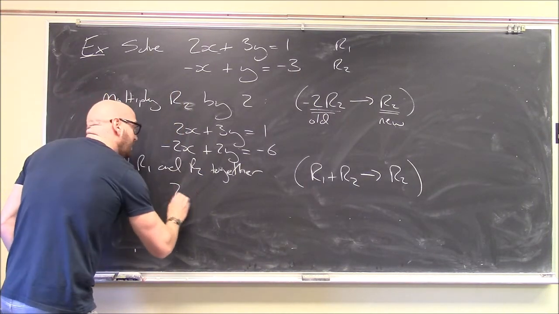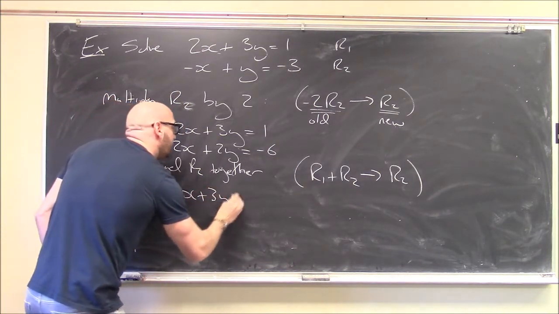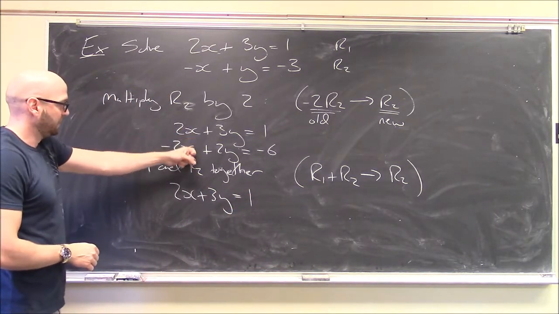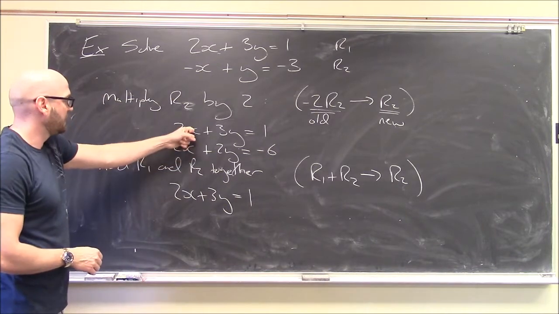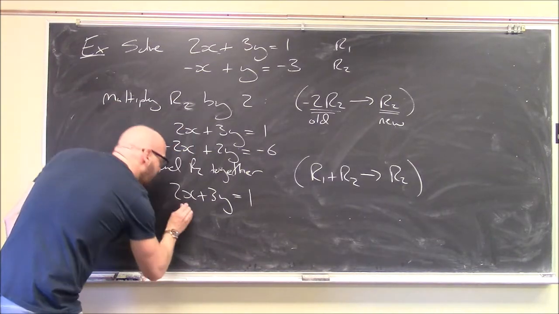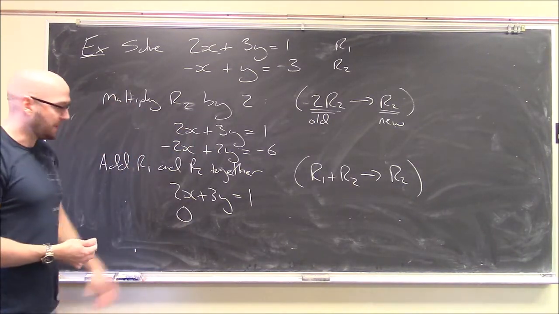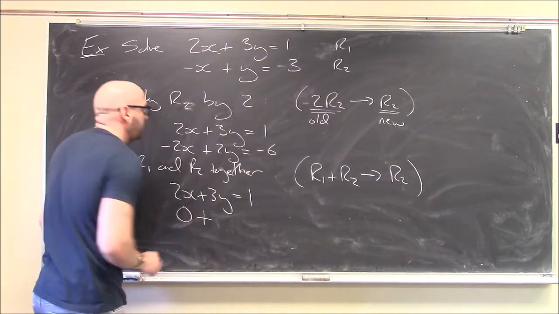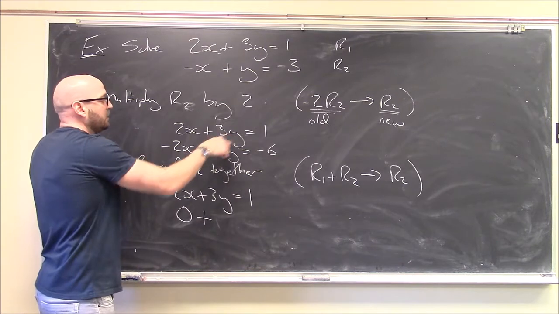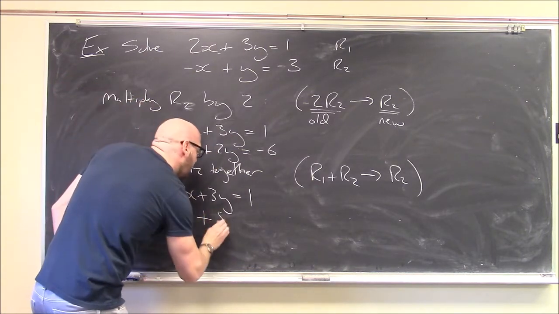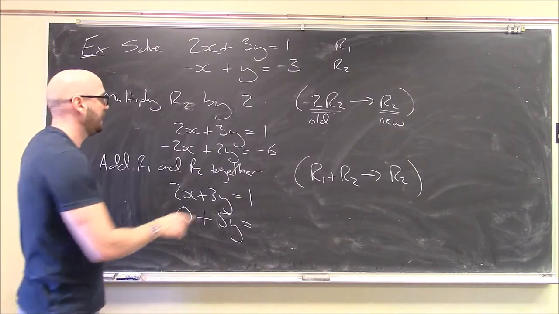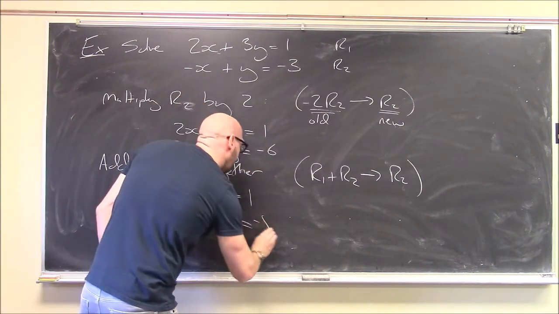Okay, so I've got 2x plus 3y equals 1, and as row 2 I'm adding row 1 to it. So add row 1 to row 2, and I've got 2x minus 2x is 0. Hence elimination, I've eliminated x from this equation. 0 plus, what do I have here? 3y plus 2y is 5y, which is equal to minus 6 plus 1, which is minus 5.